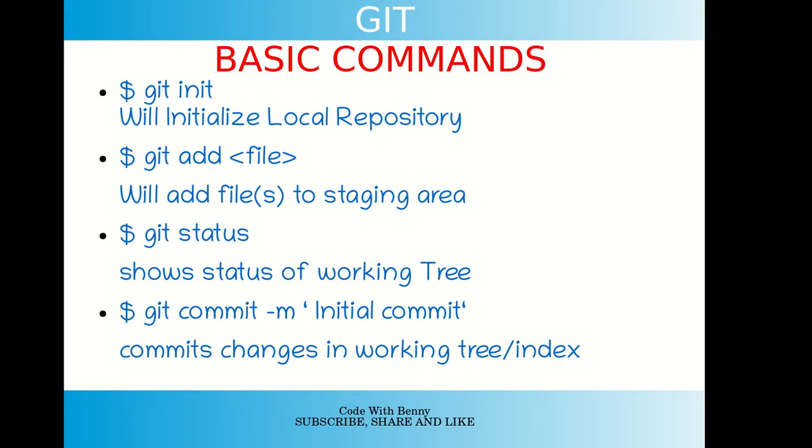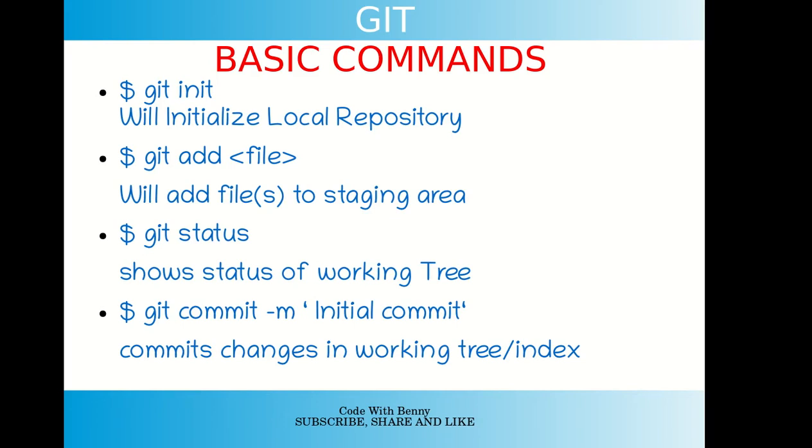So git add adds files to the staging area. Then git status will show you the status of the working tree. So if you say git status, it will tell you the files that have already been put in the staging area and the ones that are untracked, okay?